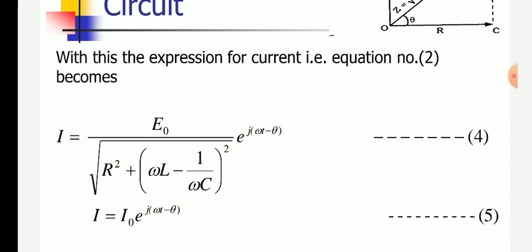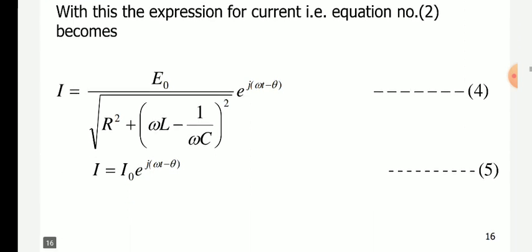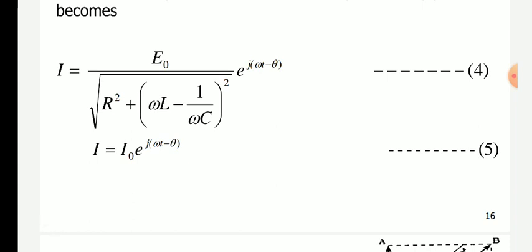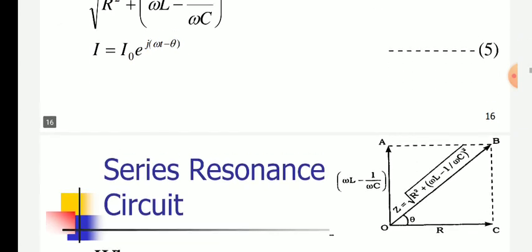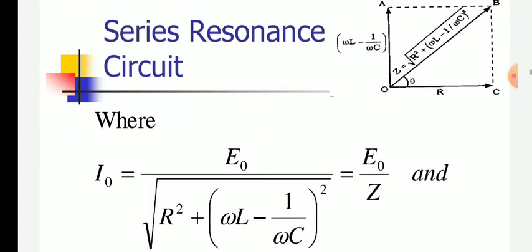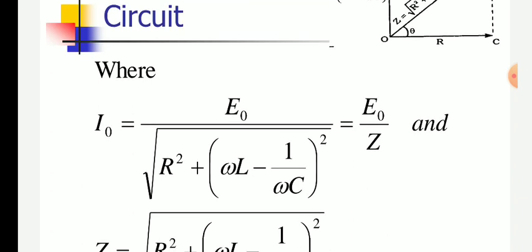This quantity, E naught divided by that square root quantity, gives I naught. Therefore I can write the expression for the current, given by equation number 5, that is I equal to I naught into e raised to j into bracket omega t minus theta, where I naught is given by this expression.